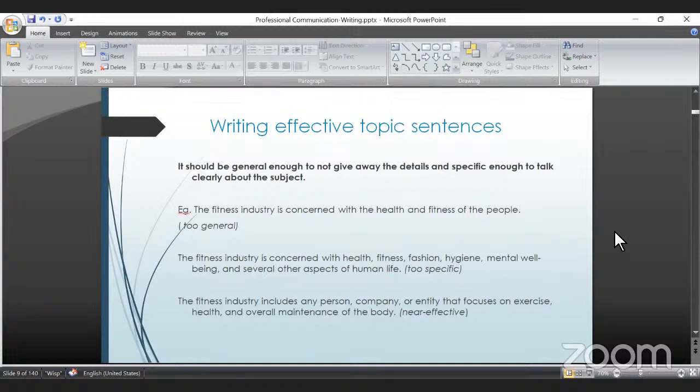The concern is how effectively that topic sentence regarding the fitness industry is represented. The first one was too general, giving you obvious details. The second one was giving you too many details. And the third one is what I call near effective. It tells the reader that this is what they are going to read about, and in general, you're going to read about all these things, and the further paragraphs are going to elaborate on the specifics. At least that much sense you get from this. Yes, no, agree, disagree?